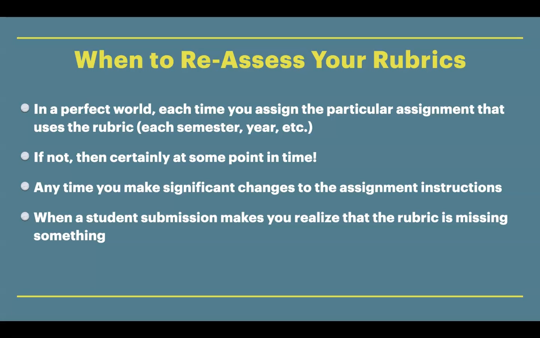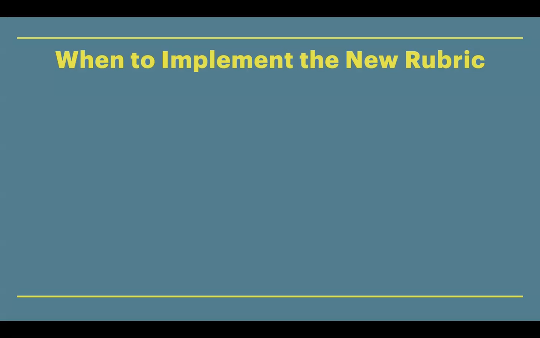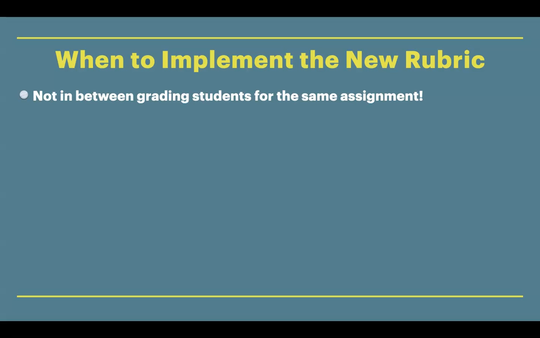And you had not thought about a student turning in something of that nature. And so that would be good to include within the examples, possibly in your performance levels within your rubric, to make it more clear to your students when to implement this new rubric that you have adjusted and made changes to. Not in between grading students for the same assignment.